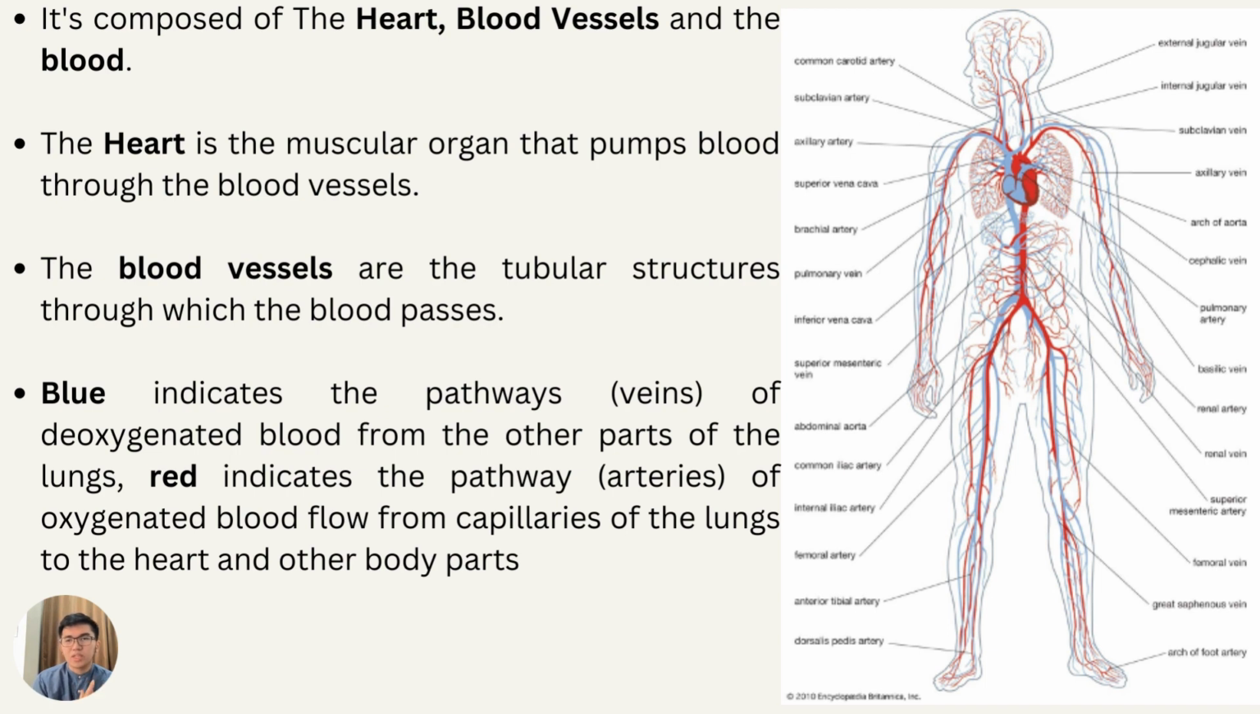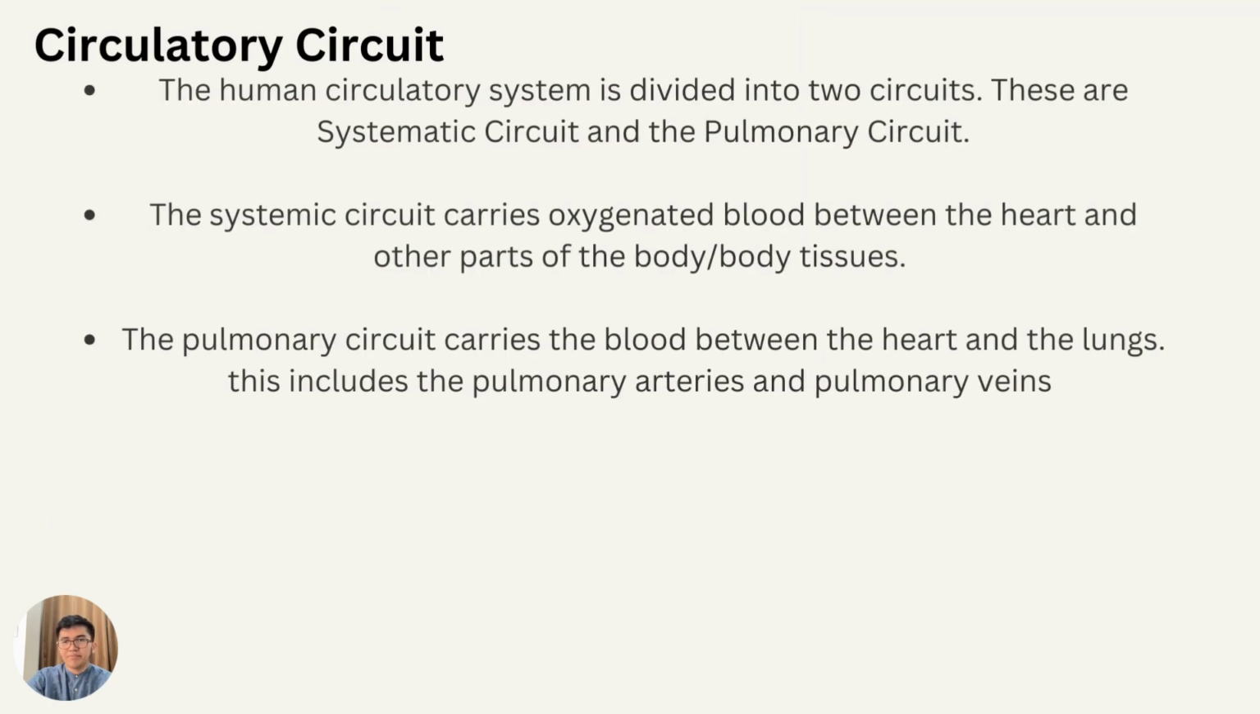Blue indicates the pathways or veins of the deoxygenated blood from the other parts of the body to the lungs. Red indicates the pathways, arteries, of oxygenated blood flowing from the capillaries of the lungs to the heart and other body parts.